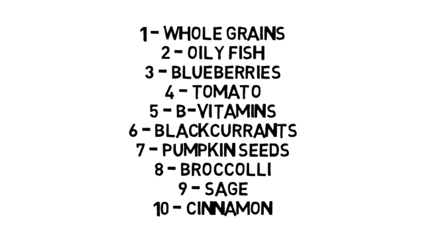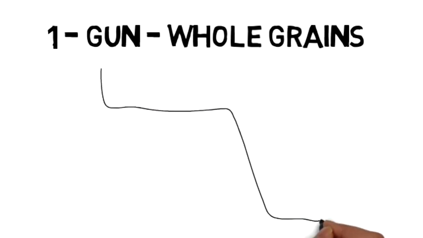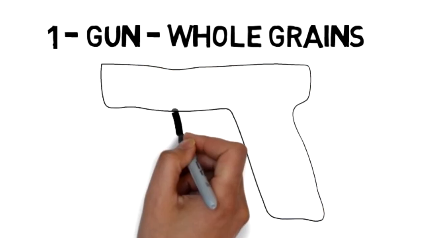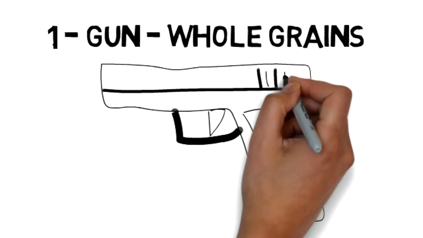Well, we've got the 1 to 10, we've got the list, but we want to make it a formal memory. We want to make it so that we can remember it whenever we want to. So let's associate with the pegs. So a gun, 1 gun, whole grains. So you could picture a shotgun firing some whole grain cereal. Or you could have a large drawing of a gun on the floor made out of whole grains.